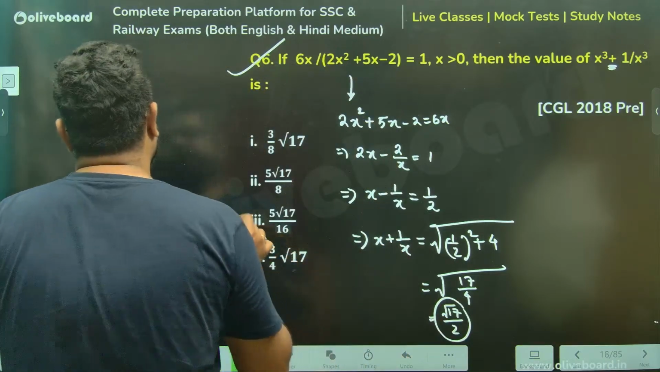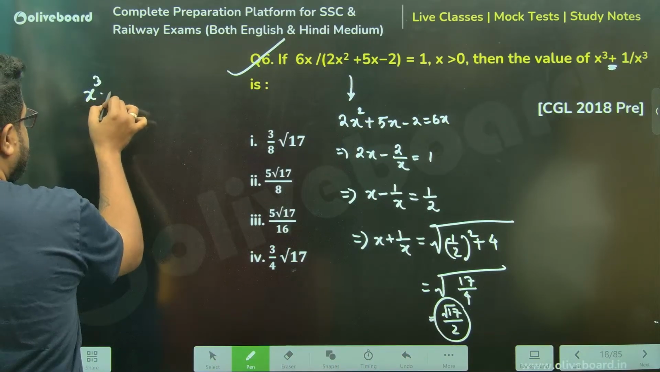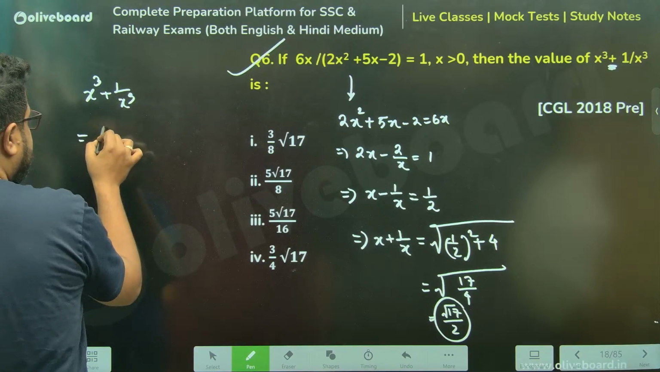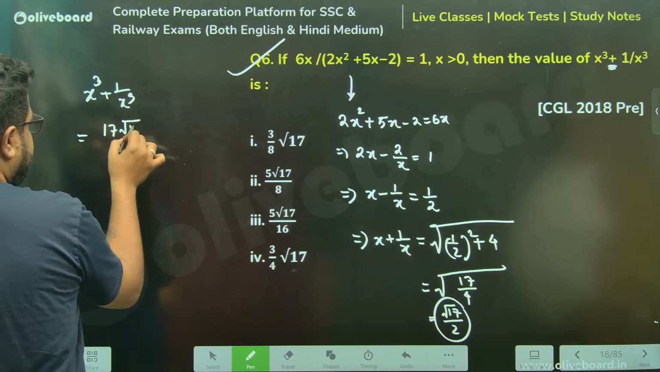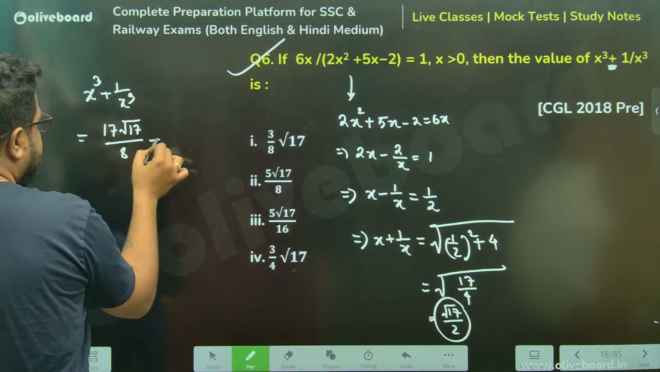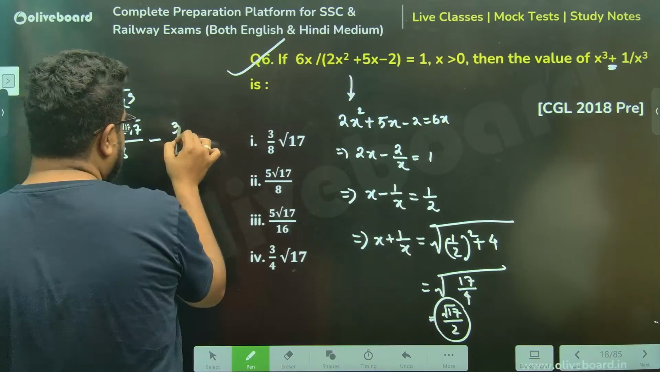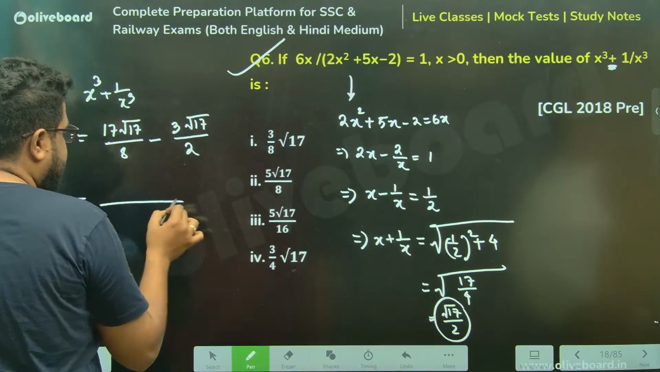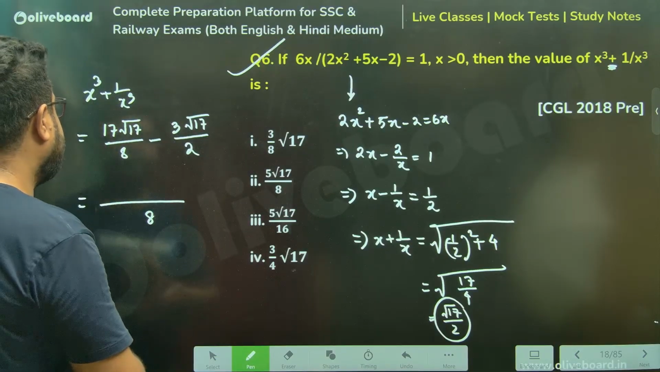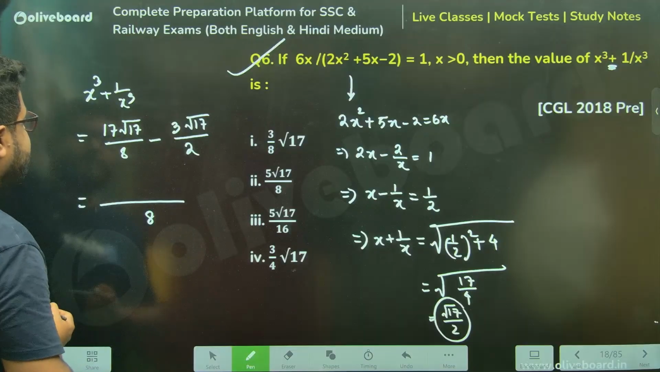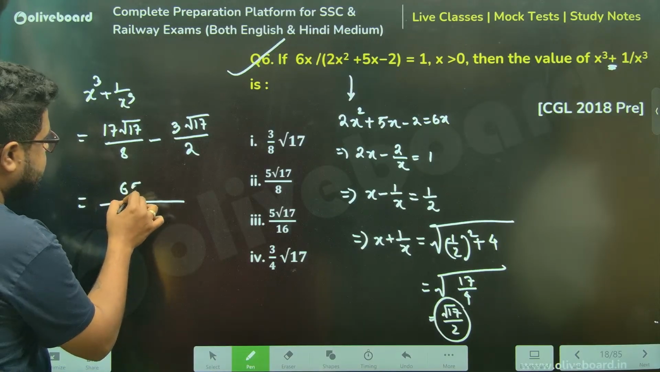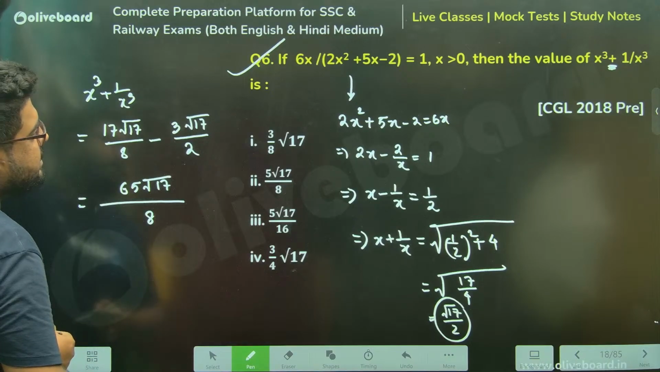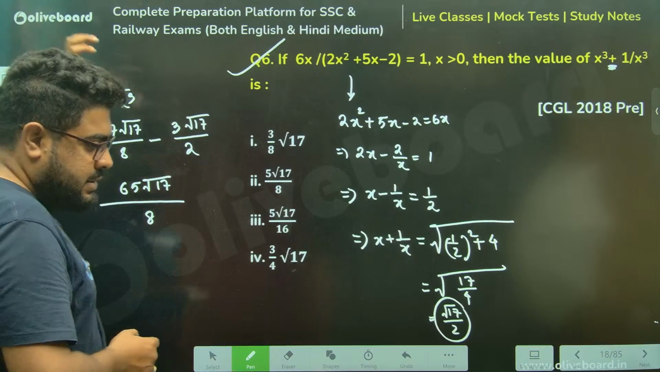So x cube plus 1 by x cube, that value will become p cube minus 3p. So p cube meaning 17 root 17 by 8 minus 3p. So 3 into root 17 by 2. So this will be 8 here. 17 fours are 68. So this is 565 root 17 by 8, I'm getting as my answer, which is not matching.